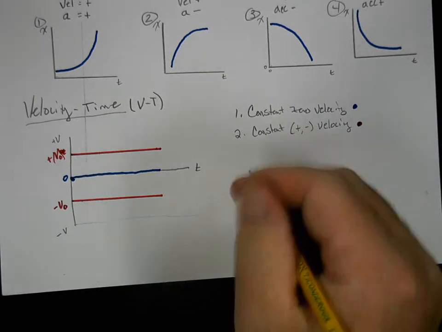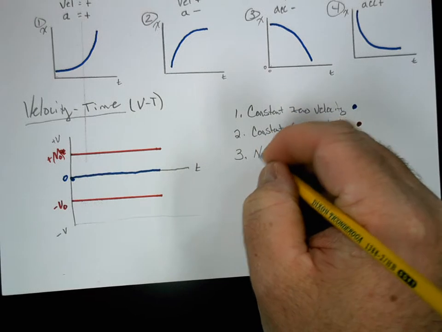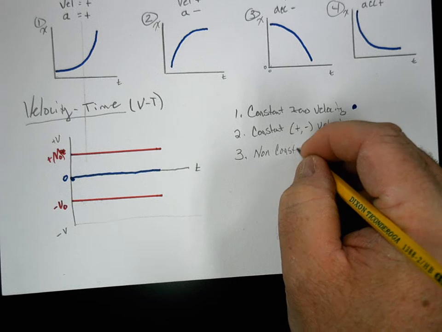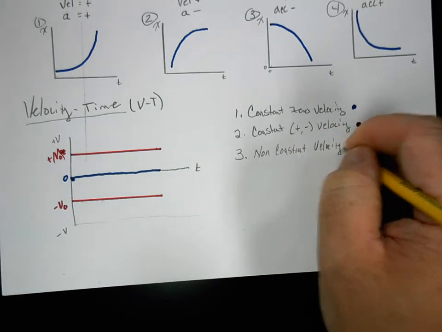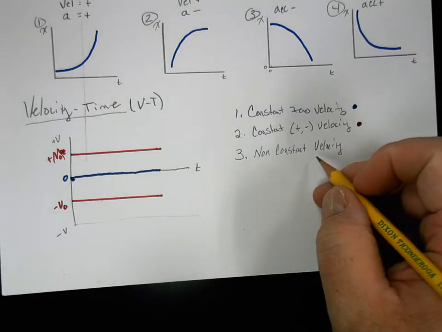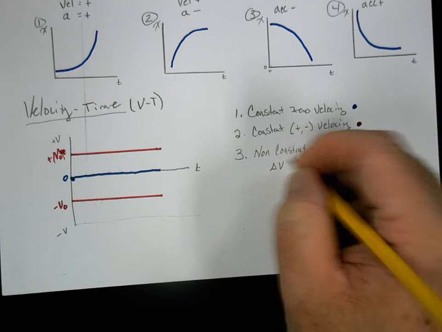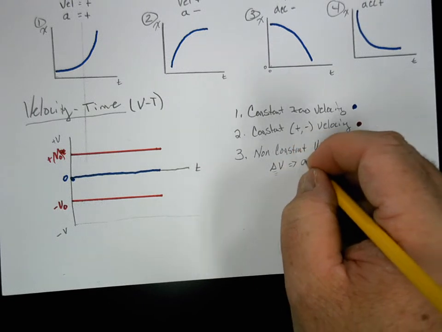Our third condition was a non-constant velocity. Okay, this means if we have a non-constant velocity, that means we're going to have a delta v, and whenever we have a delta v, this implies that we have an acceleration.